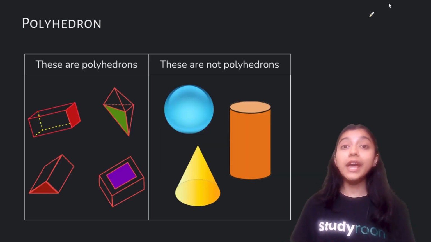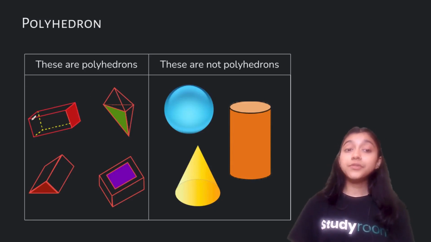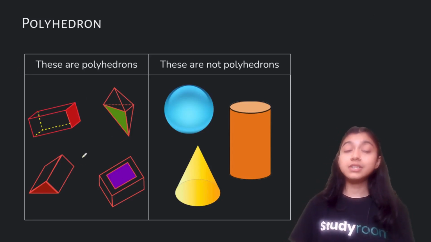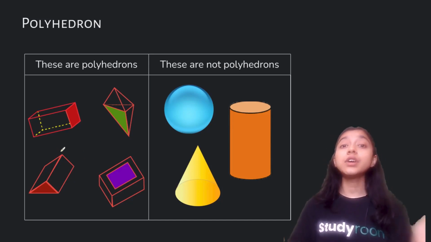Now let us have a look at some of the polyhedrons. So the examples given in this block represent polyhedrons. Now why are these figures polyhedrons? Because in each and every figure given in this block, we have faces that meet up at the edges.